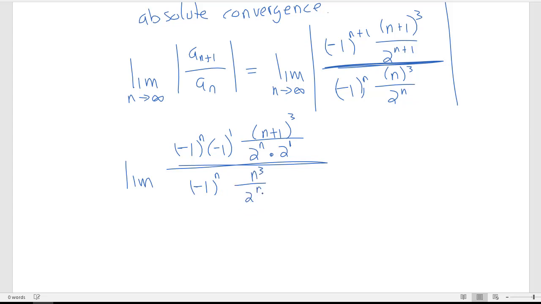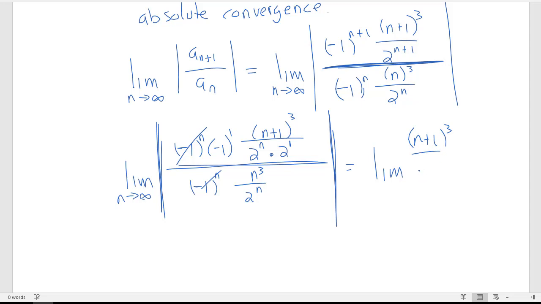And what I'm going to do at this point is take the absolute value of all of those terms and let n go to infinity. So I'm going to cancel out the -1 to the n's, and then I'm going to point out that this negative sign, when I apply the absolute value, is going to go away. So -1, when I take the absolute value, is going to go away. So I'm really just looking at n plus 1 cubed over 2 to the n times 2 to the 1, and then I'm going to flip and multiply. So I'm going to take this term in the denominator, take its reciprocal, and multiply to the numerator.